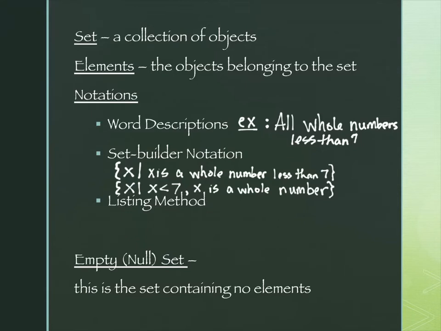The last one, the listing method, is the most concrete. It's going to look the most like math. It still has those curly braces, but what you do is you actually list all the numbers that are in that description, or list all the items or the elements of that set.